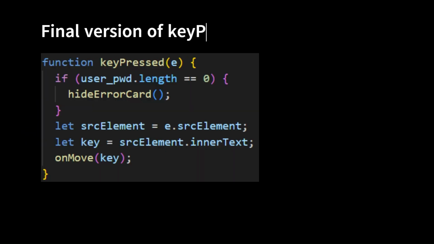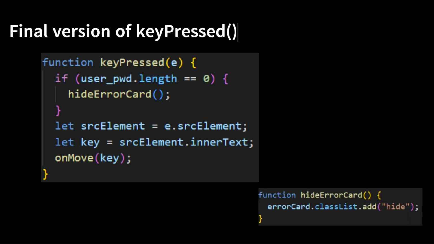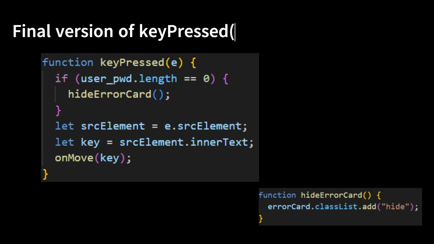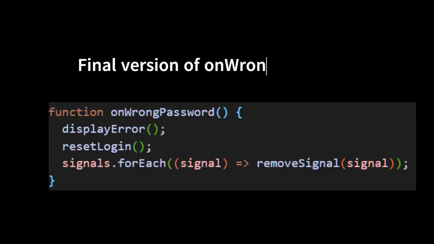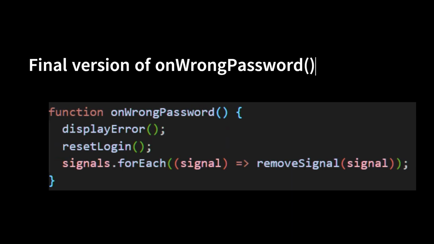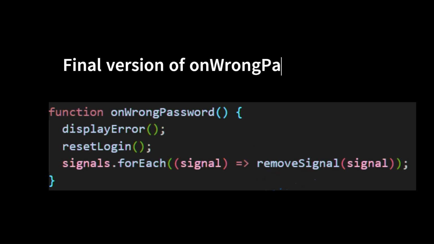What about the error card? In the callback function that responds to a key click, we can add a check whether the user's input length is 0 or not, which will always be the case after every incorrect attempt, and we will hide the error card again. During reset, along with resetting the user input and making the keys click sensitive, we would also reset the signals by removing the highlight from each signal.